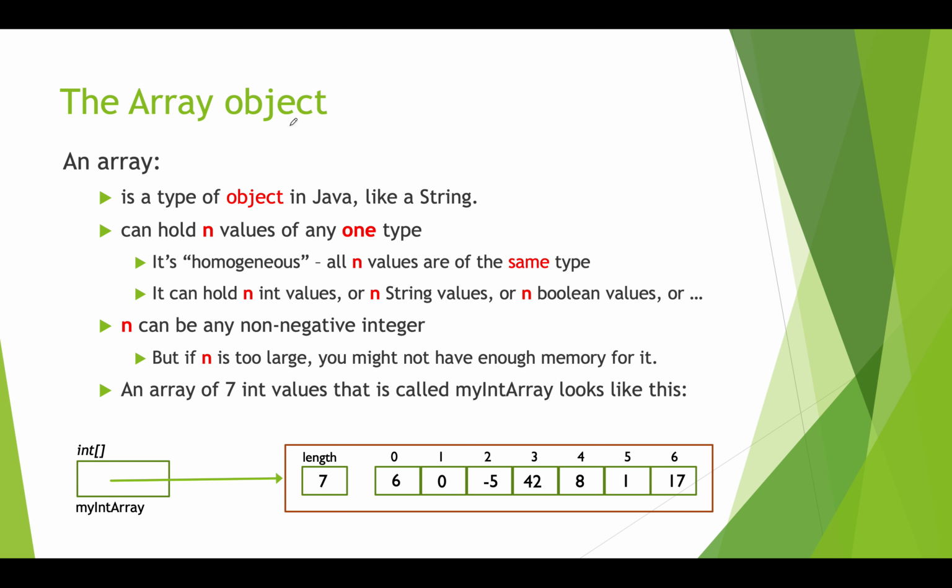So this array down here is an array of 7 int values. It's called myIntArray. That's the name of it. You'll see that over here. And myIntArray is a reference variable, and the array is actually over here. So this is a group of memory allocated together. It's got 7 slots in it, holding 7 different integer values, 6, 0, -5, etc. And we actually also keep track of specifically how many slots there are in the array. Okay, so the length of this array is 7, and the values in the array are indexed from 0 to 6. So we'll talk a little bit more about this in more detail.